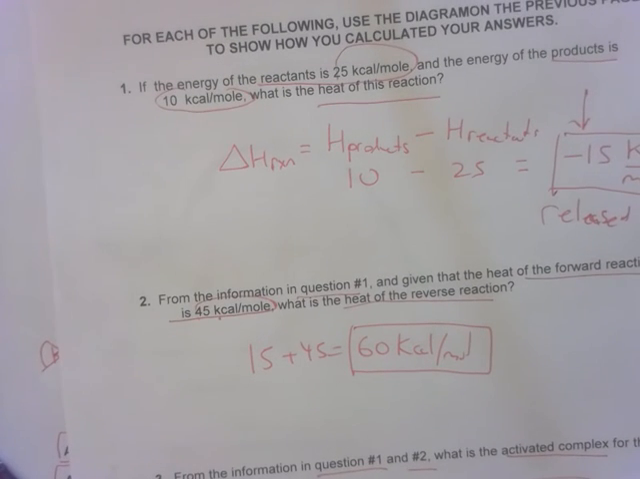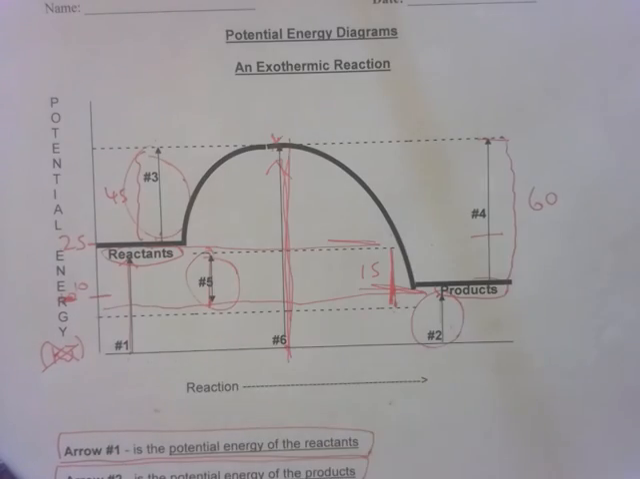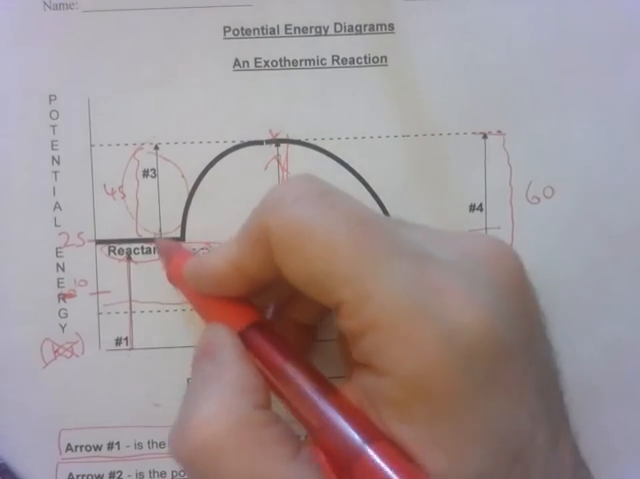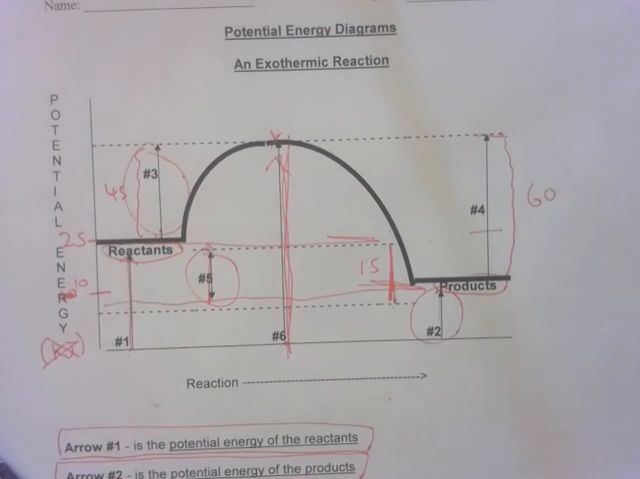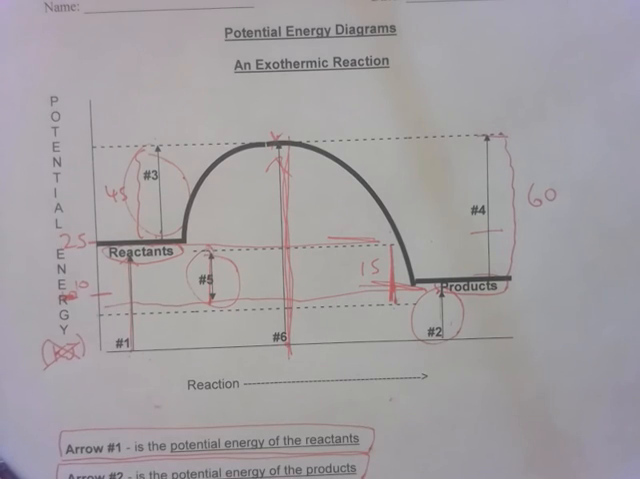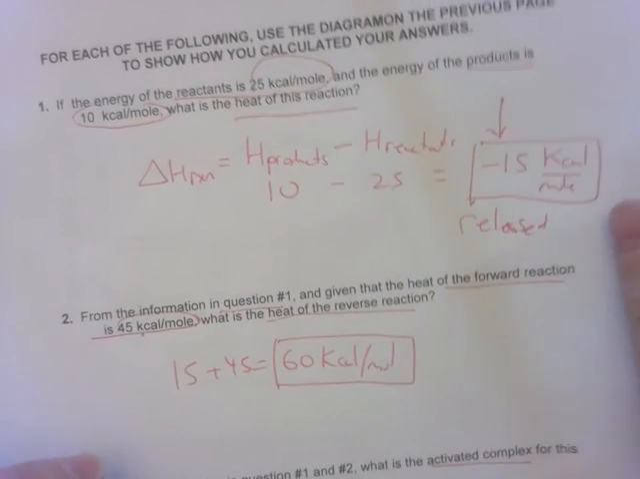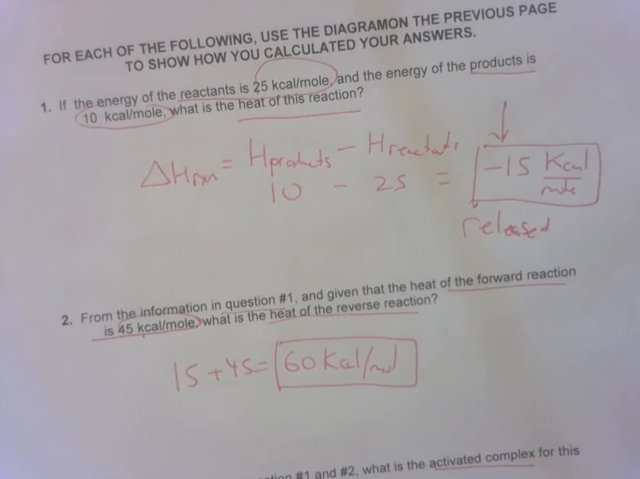Now I think you can see from here that it's really easy to calculate things like delta H, or heat of forward reaction, or heat of reverse reaction, just by having this graph and being given the numbers. The only thing that makes this complicated is when you're given words without a picture. So what's the obvious thing to do if you see this on a quiz and you're trying to figure out an answer? Draw a picture.